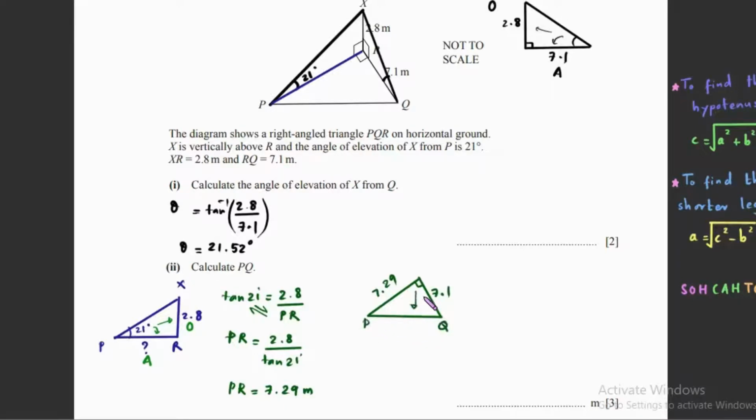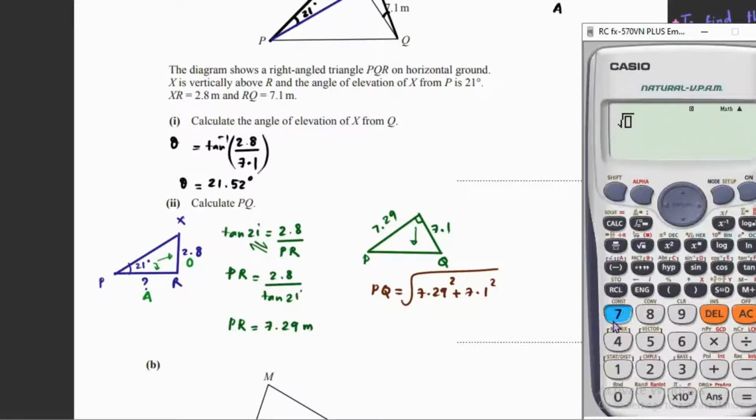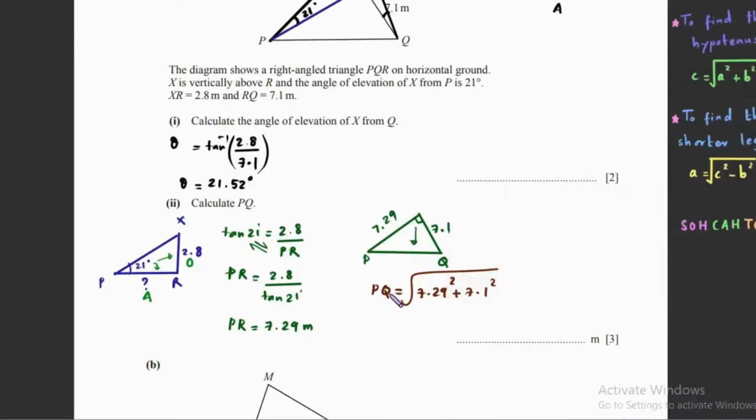So that is the hypotenuse of this right triangle, which means I can find that by using the Pythagorean theorem. So here, to find the hypotenuse, I need to square them, add them together and square root it. So PQ will be equal to the square root of 7.29 squared plus 7.1 squared. So let's see what we get there. When I do that, I get 10.176, which is the same as 10.18, which means the length PQ is 10.18 meters.